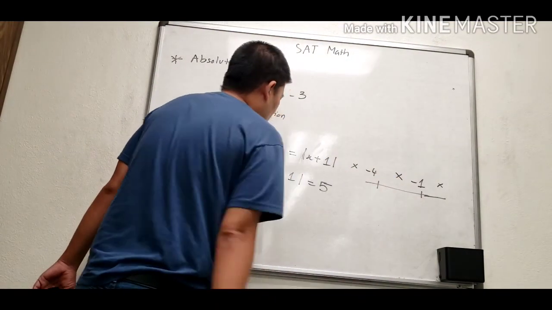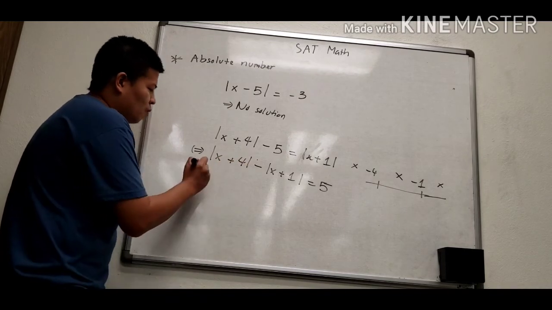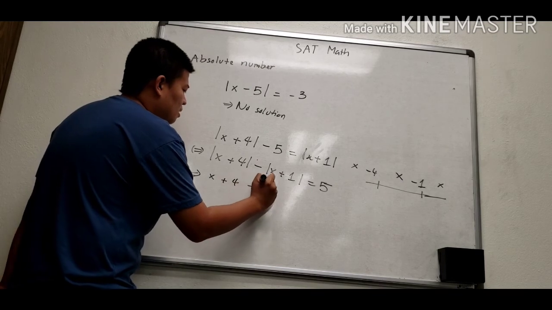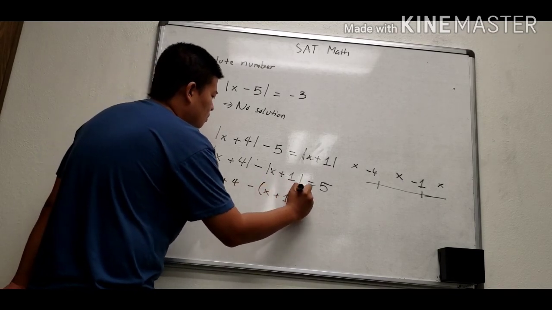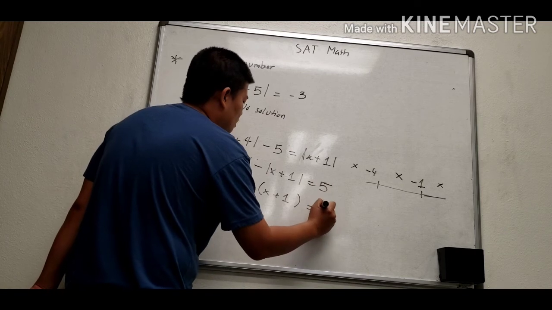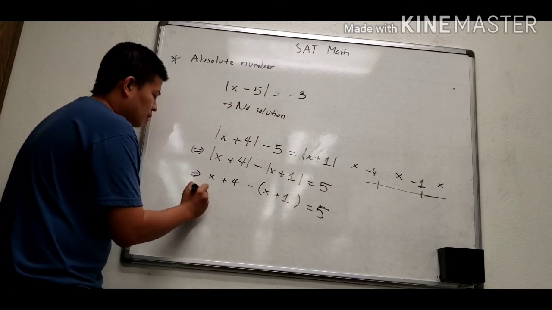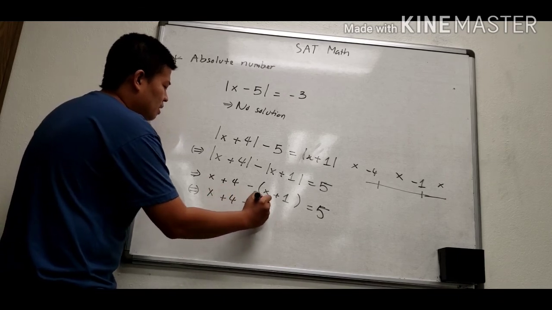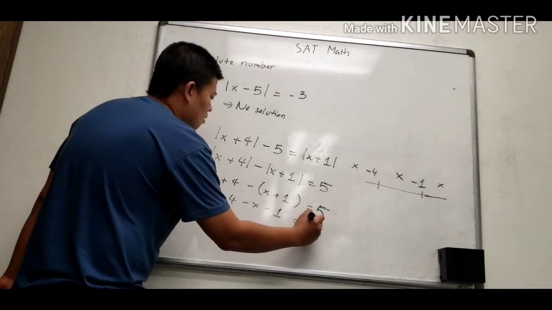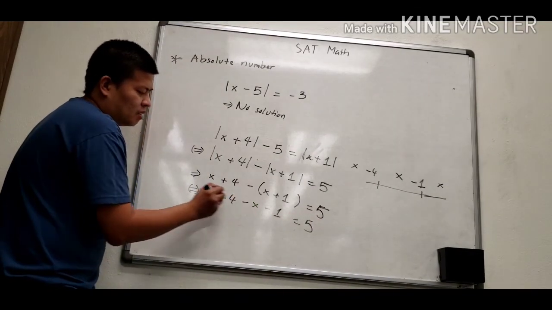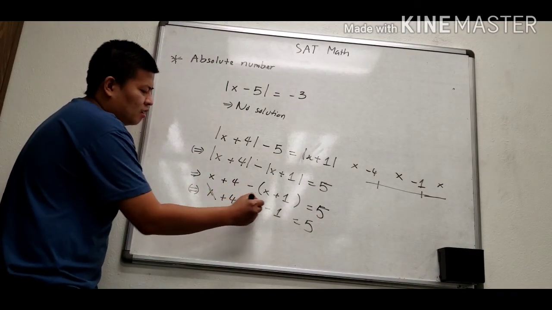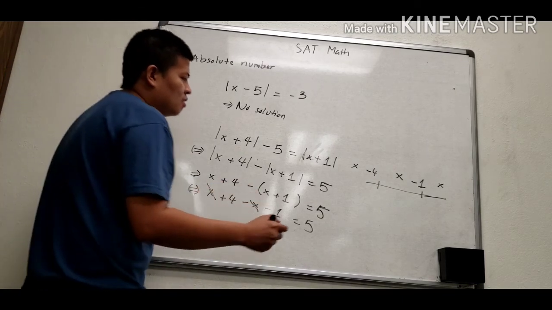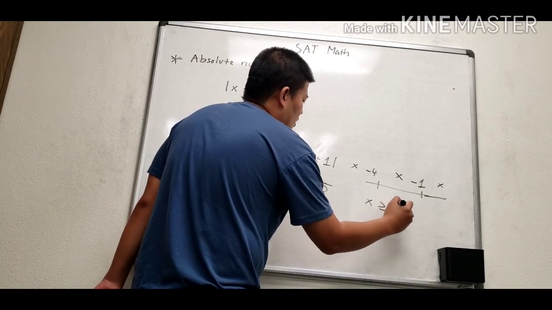If all numbers are more than minus 1, we will have s plus 4 minus (s plus 1) equal to 5. So in here we have s plus 4 minus s minus 1. However, the minus s and plus s eliminate together, so we don't have a solution for s greater than or equal to minus 1.